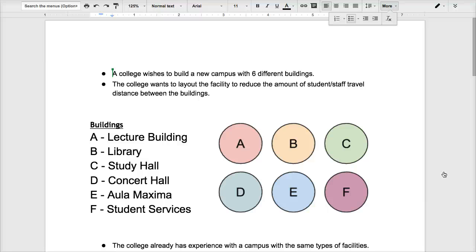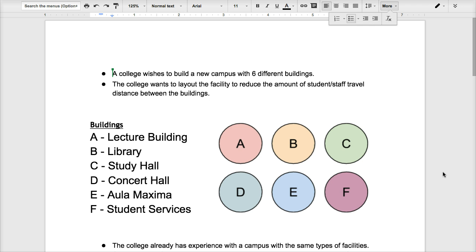This solution is looking at operation sequence analysis. The scenario is a college wishes to build a new campus with 6 different buildings, and the college wants to lay out the facility to reduce the amount of student or staff travel distance between these buildings. To give you some kind of context, you can see the buildings: lecture building, library, study hall, concert hall, aula maxima, and student services, but we're labeling those with just letters from A to F.